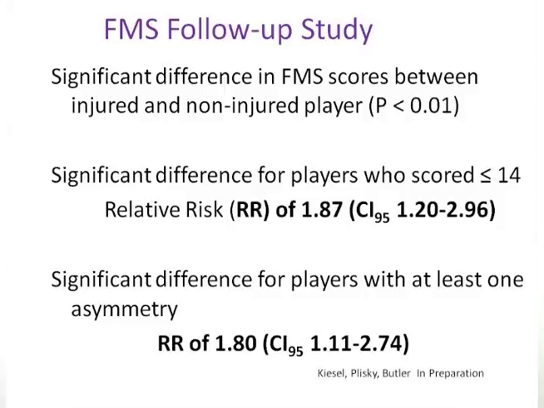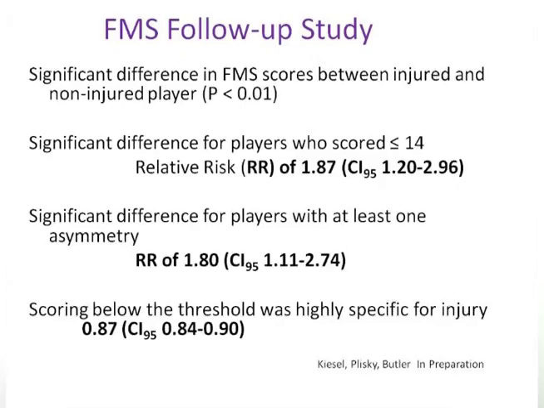Next, if a player had at least one asymmetry on the movement screen, they were almost 2 times more likely to be injured as well. Again, a nice tight confidence interval, meaning we're pretty comfortable with these data. And the last thing, we always look at the sensitivity and specificity, and once again, scoring low on the movement screen, 14 or below, was highly specific for injury.